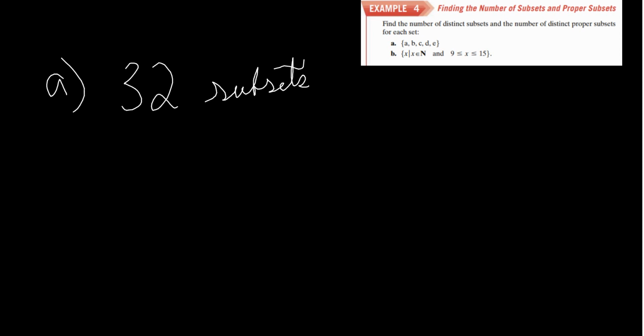Okay, so A, find the number of distinct subsets and the number of distinct proper subsets for each set. Okay, so for A, that set has 5 elements. All right, well, 2 to the 5th power is 32. So there are 32 subsets. I'm messing that up, sorry. 32 subsets. And then there will be 31 proper subsets.